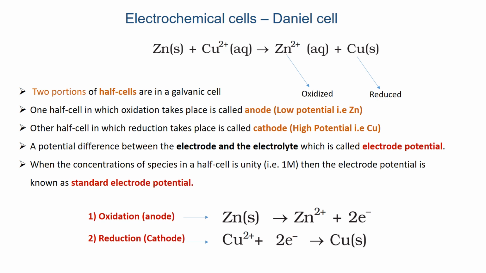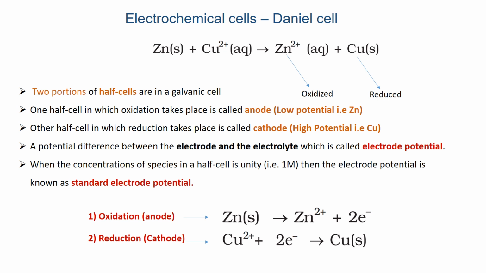Okay, what is the standard electrode potential? Standard electrode potential is the potential difference between the electrode and the electrolyte when the concentration of the electrolyte is unity, that is 1 molar, then it is said to be the standard electrode potential.